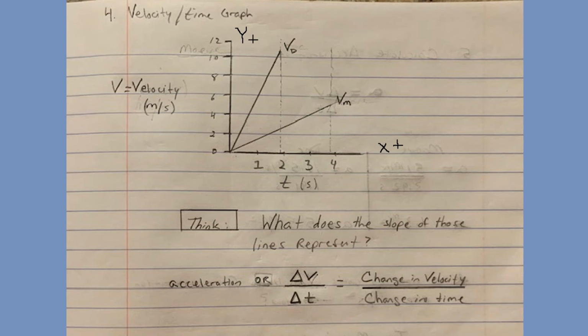So what do those slopes actually represent? They represent the change in velocity over the change in time, which is what we call acceleration. Towards the bottom, you'll see that triangle symbol in front of the v, that is delta. Delta v over delta t, and delta stands for the change in. So once again, that's the change in velocity over the change in time, or acceleration.